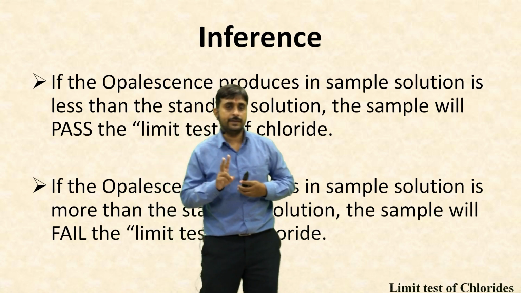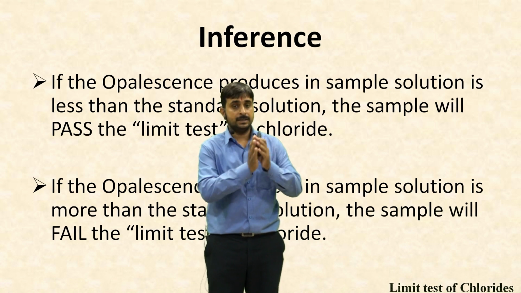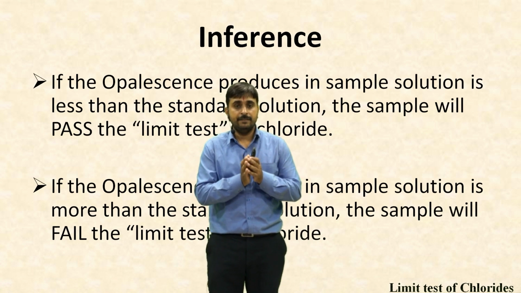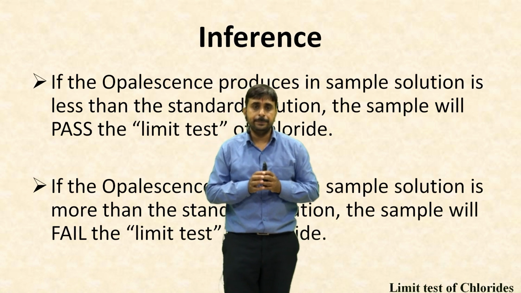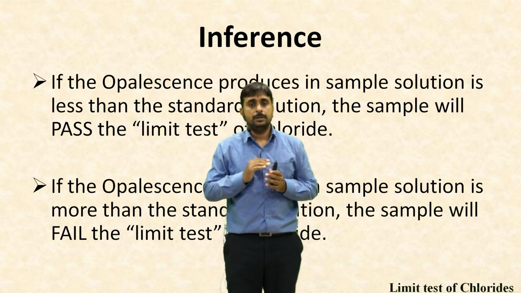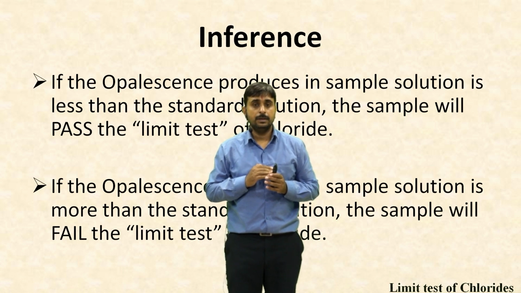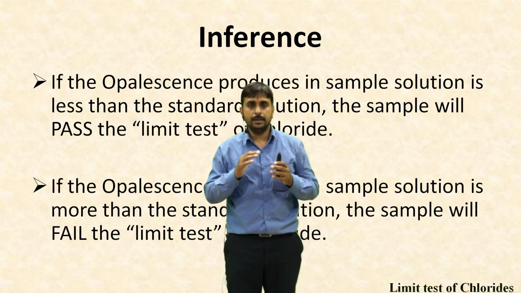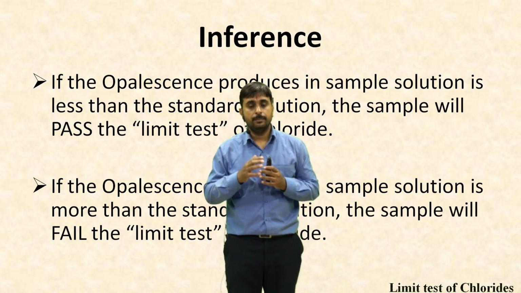So, we are having two inferences or two results: either the sample will pass the limit test or the sample will fail the limit test. And this is studied by comparing with the standard solution. So, the concentration of chloride should be less than the standard solution for the sample to be good or useful for pharmaceutical production or pharmaceutical use.